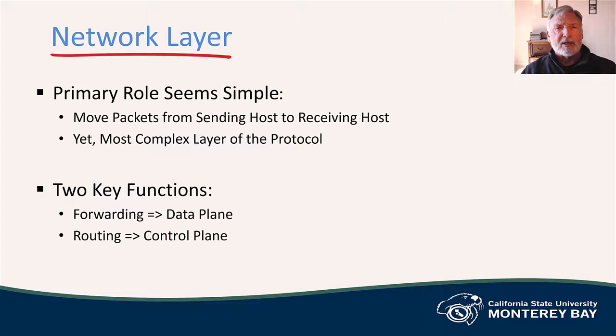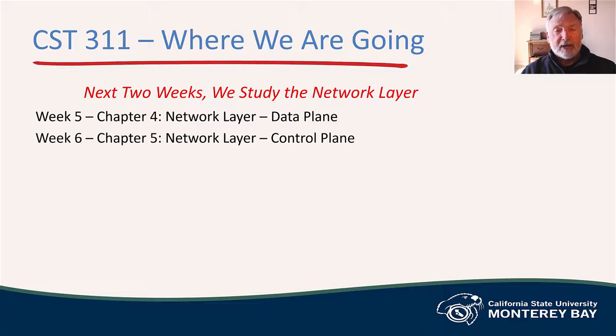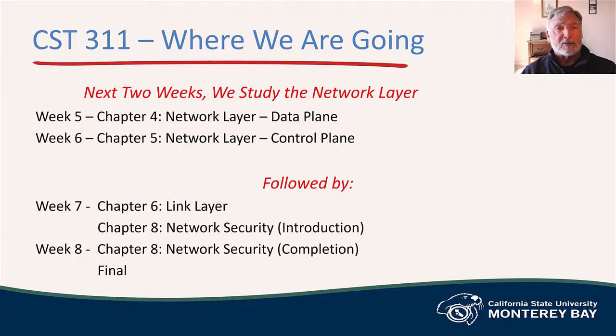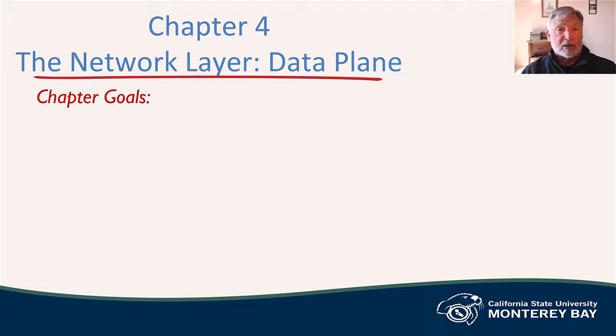We'll see how separating these functions allows the network layer to be decomposed into 2 interacting parts, the data plane and the control plane. This week, we will study the data plane. Next week, in Chapter 5, we'll look at the control plane details, including routing protocols and routing algorithms. After these next 2 weeks, we'll be in the home stretch, and we will cover the link layer, followed by security and computer networks.